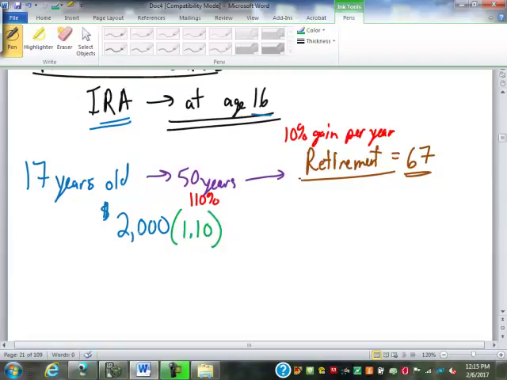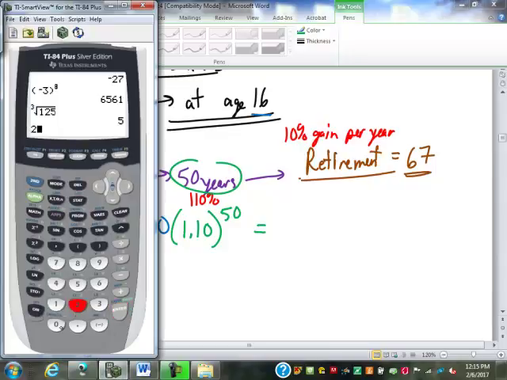So every year you're going to take that principal and multiply by 1.10, 110%. And we're going to do that for 50 years. So that's to the power of 50. So that $2,000 that you invest at 17, compounded at 10% per year, so 1.1 for 50 years, so the power of 50.